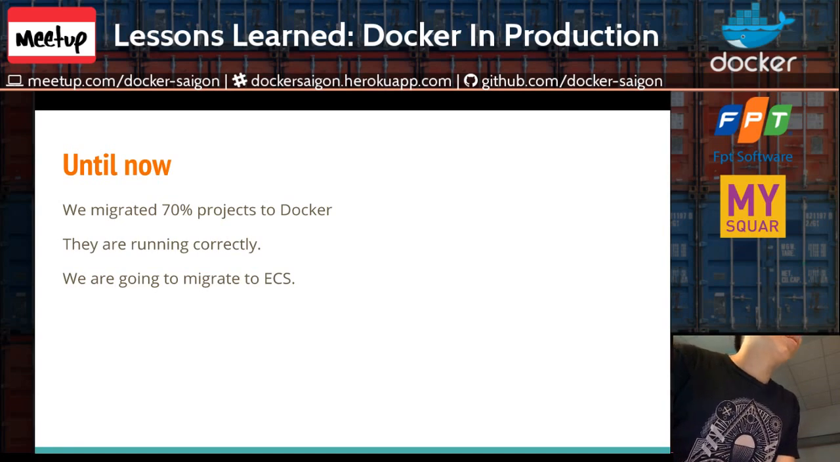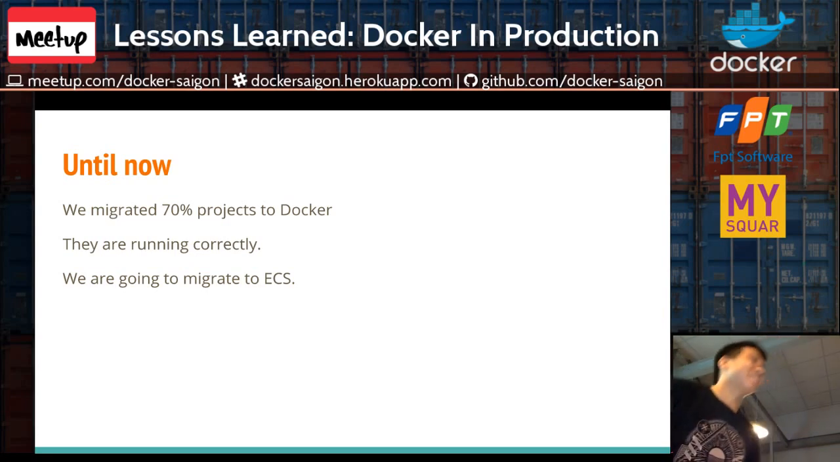So you just migrated 70%, and you keep the remaining? The remaining is using OpsWorks service of AWS, which is based on Chef for deployment. Yes. And any question on this?